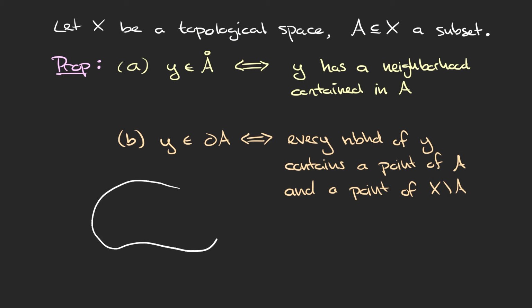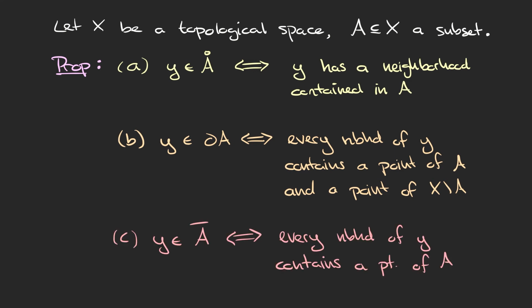So if we have some set A, and what I'm drawing in white is supposed to be its boundary, then if we look at some point y in the boundary, this characterization is saying that this point y is in the boundary if and only if every neighborhood of y, so that's an open set that's containing y, for example this red set, has both a point that's located inside A, and a point that's located in the complement of A. If this fact holds for every neighborhood of y, then y is in the boundary. And conversely, if y is in the boundary, then this fact holds for every neighborhood of y.